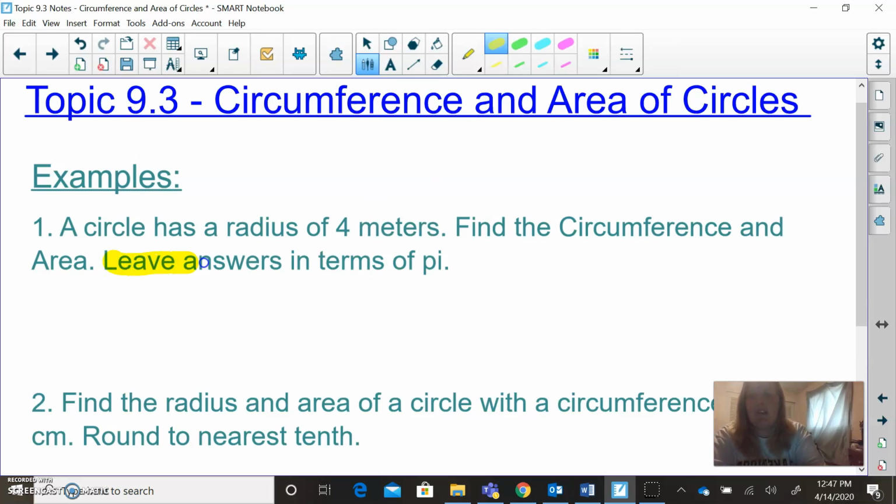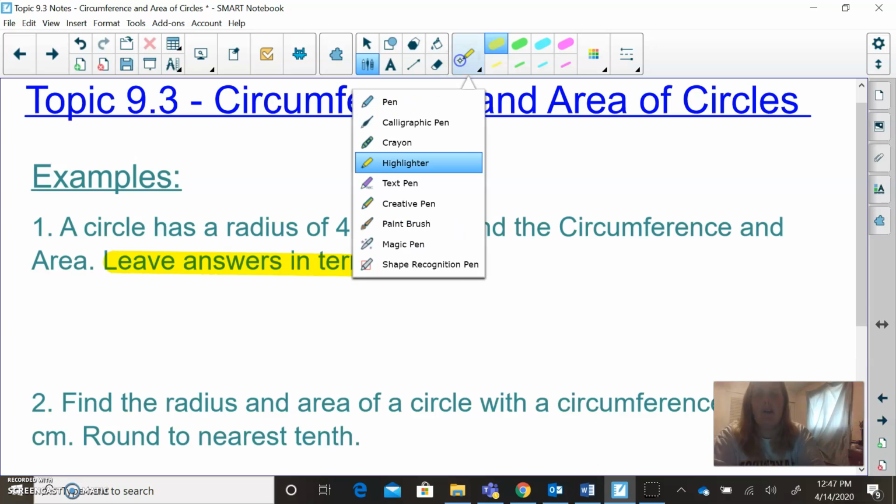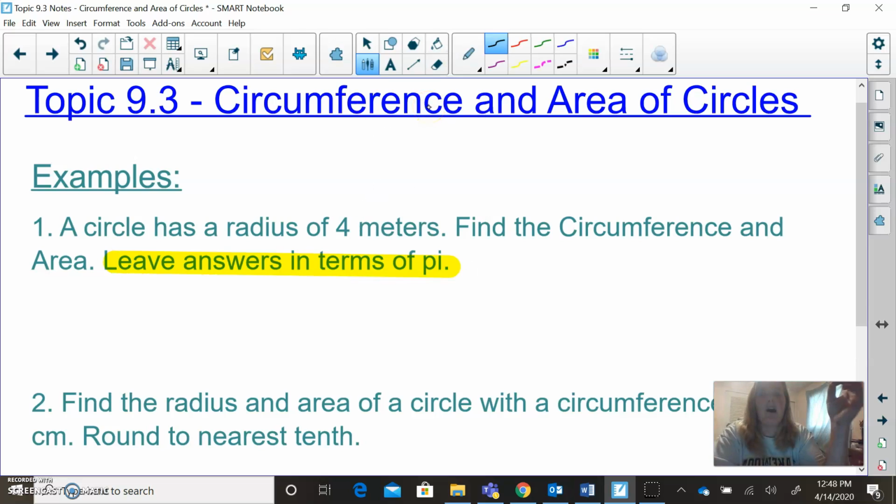Important, right here, it says leave in terms of pi. That means we are not going to multiply pi through. We are going to keep pi in the answer itself.